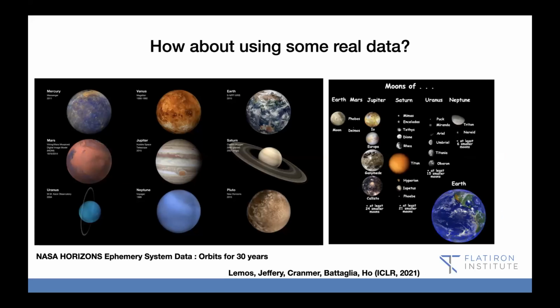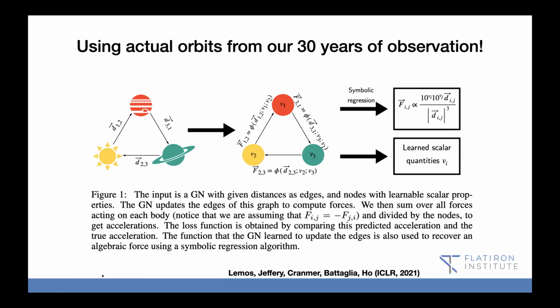How about using some real data? So we talked about doing all this with simulations, but with real data is much harder in principle. We took the NASA Horizons Ephemeris System data that has orbits for 31 bodies in the sky for 30 years. And we took that and put it into the graph network you've seen earlier, and we immediately recovered the symbolic regression. We used symbolic regression, recovered Newton's law, which is super cool.